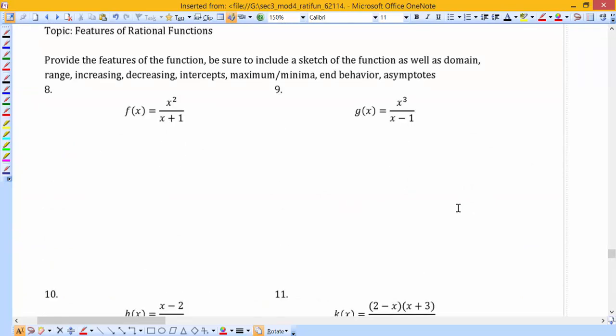You are going to use these features to create a rough sketch. So you want it as accurate as possible, but I'm not going to have you test a whole bunch of points. You have a list of steps to follow as you are identifying all of the features of this function.